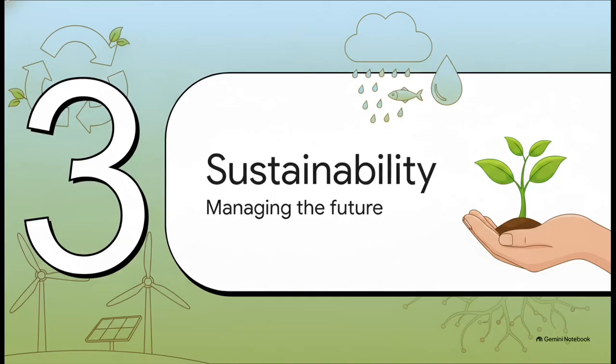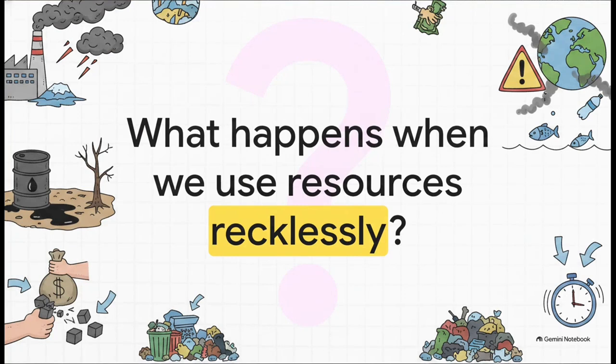And that brings us perfectly to part 3, sustainability and Agenda 21. It's all about managing resources for the future. We've just listed all these incredible resources, but here's the elephant in the room. What happens when we use them recklessly? Blindly exploiting our environment for a quick buck doesn't happen without massive consequences.